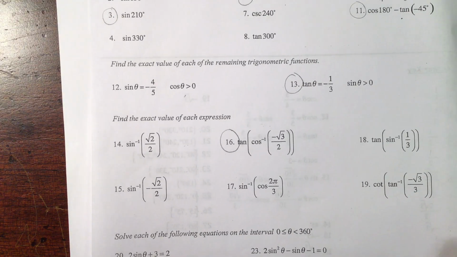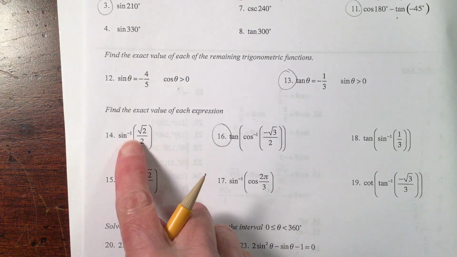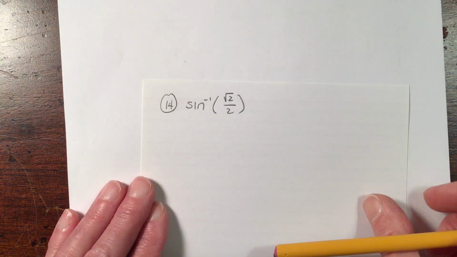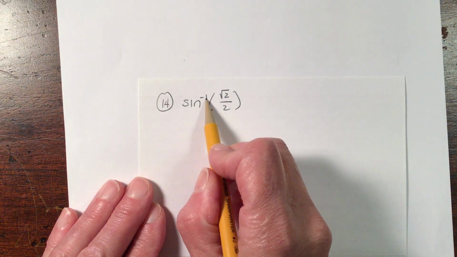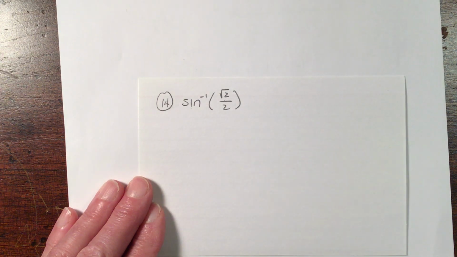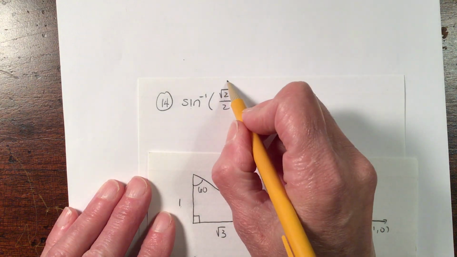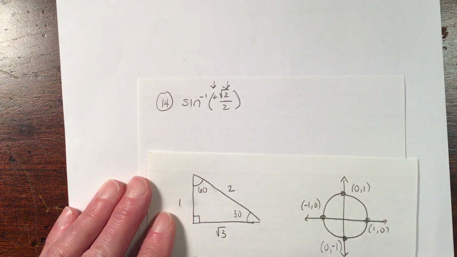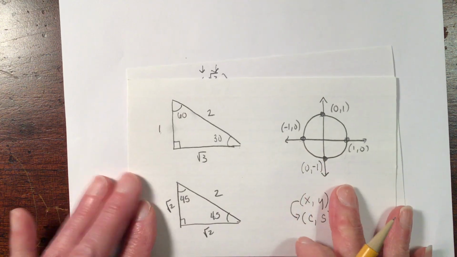The next section has to do with finding the exact value of each expression. When you see this notation, that means you're dealing with inverse trigonometry. Okay, so we're basically solving for an angle. If we take a look at number 14, I want the angle whose sine is radical 2 over 2. So I have a ratio, and I have basically a sign. In this case, it's positive if there's nothing there. The ratio will give us the angle. The sign will give us the quadrant that angle is in. And that will be our answer.